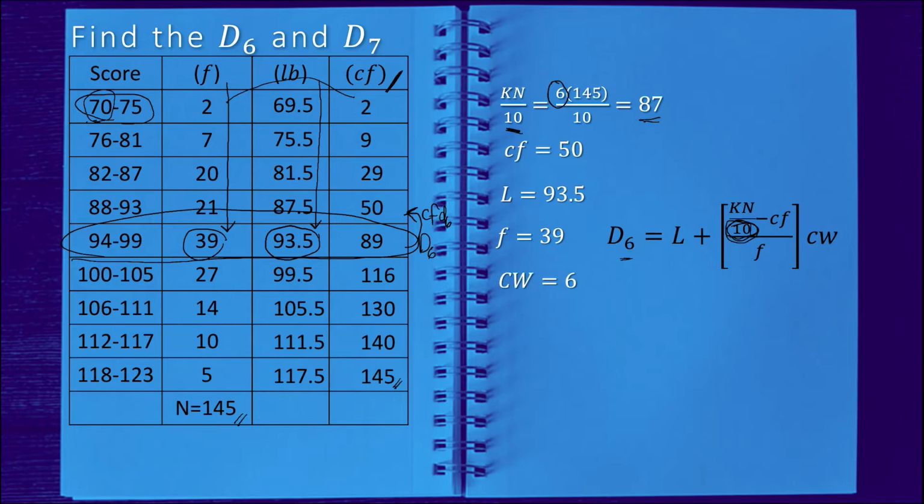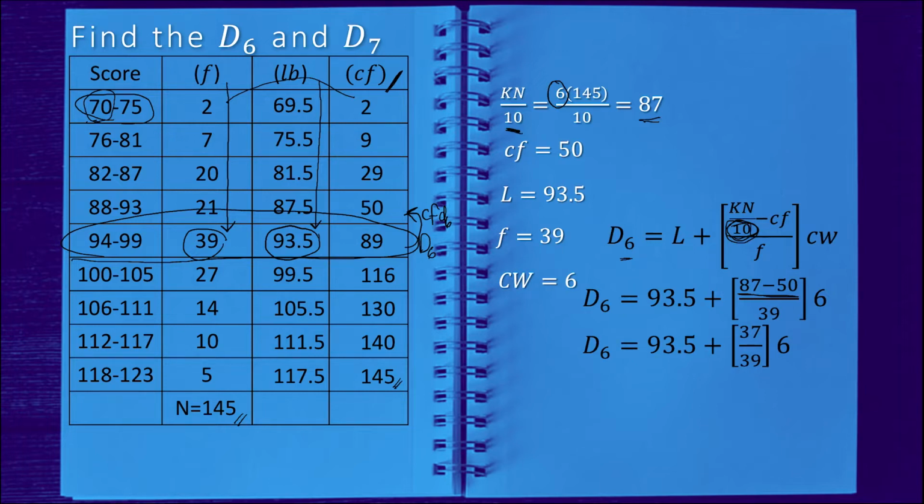Yan. Pag nakuha natin yung lahat ng given na yan, pwede tayong tumalon sa formula and then substitute. Ayan po. D sub 6 is equal to 93.5 plus the quantity of 87 minus 50 all over 39 times by 6. Yan. Pag na-substitute na po natin, ang una po natin gagawin lagi is to subtract yung nasa numerator. Subtract po natin yung nasa numerator. 87 minus 50, that is 37. 37 divided by 39 times by 6, that is 5.69.